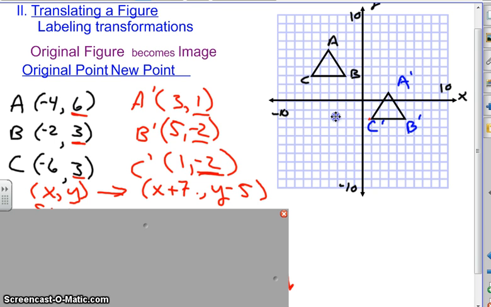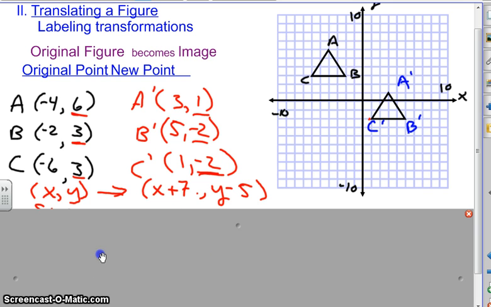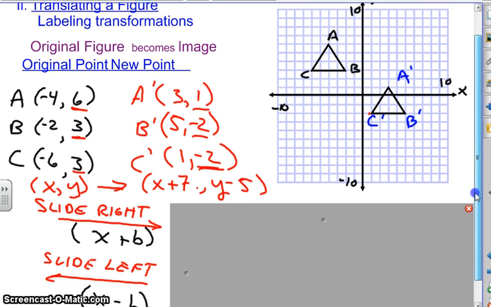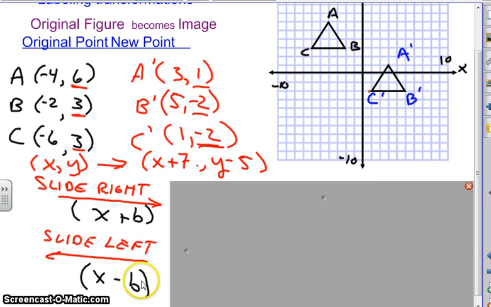Okay? So let's think about what happens with just the X values. When you add to the X values, which way do they move? Do they move to the left or to the right? To the right. Now what if I subtract from the X? Which way will I move? Left. So we can put that down here in a little side note. If you want to slide right, add to your X. If you want to slide left, subtract from your X. Do you understand how we got that?